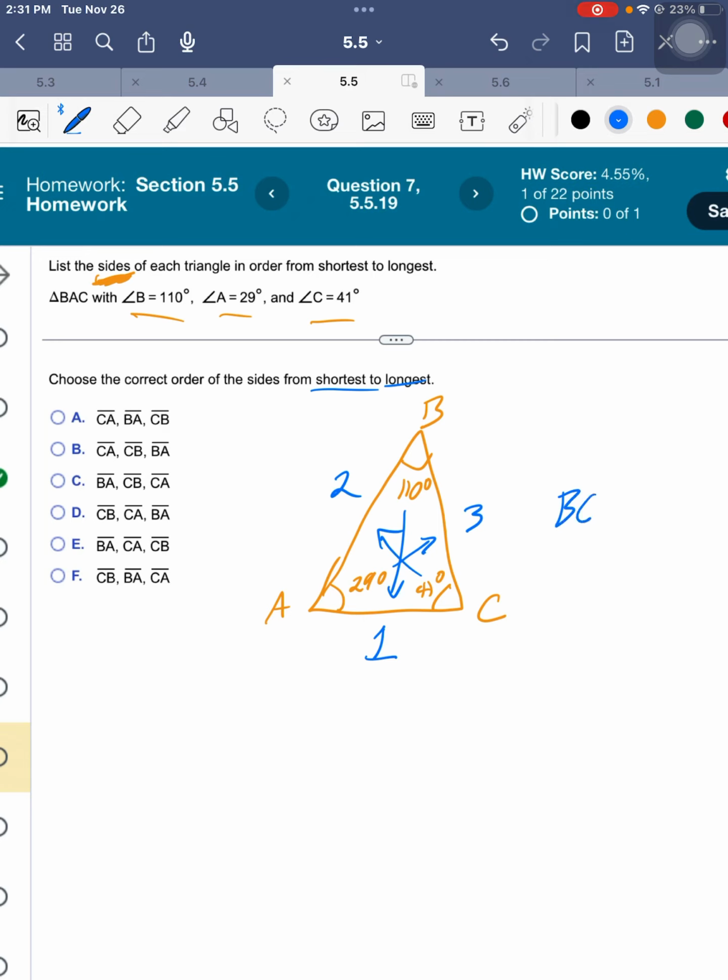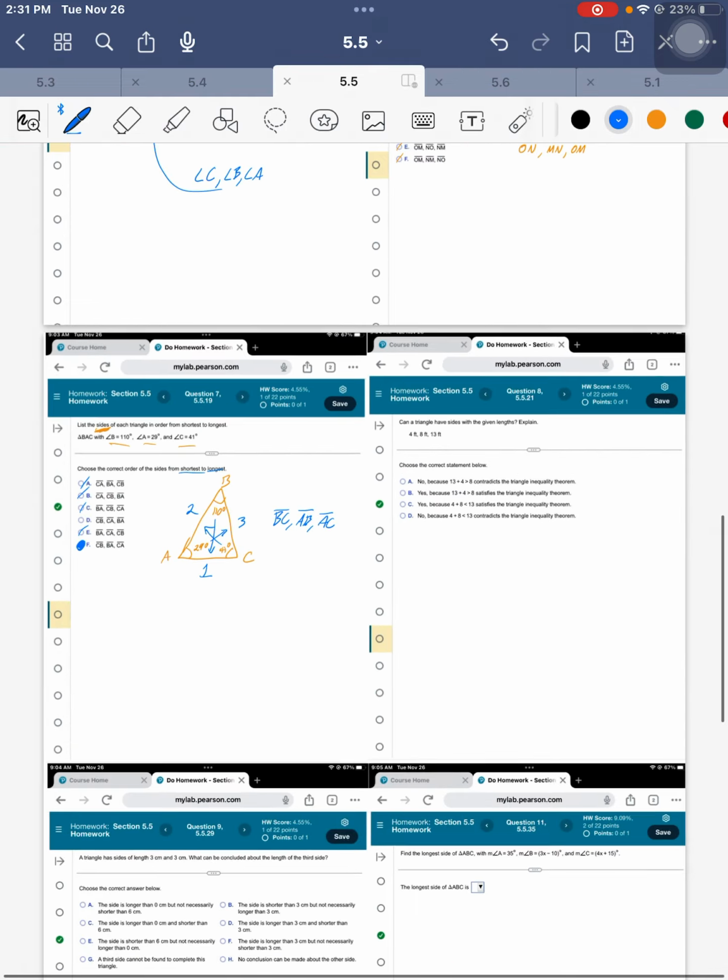So what's my shortest to longest? My shortest is my BC. Then it's AB. And then it's AC. So where does it say that? No, no, no, no. Right here. F.